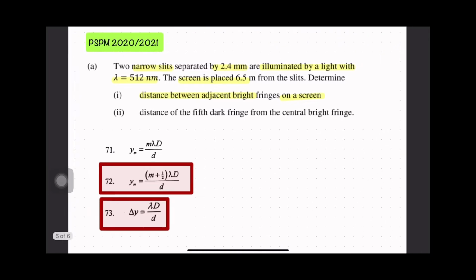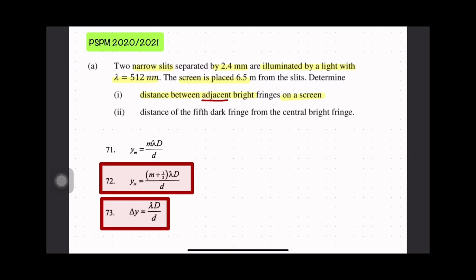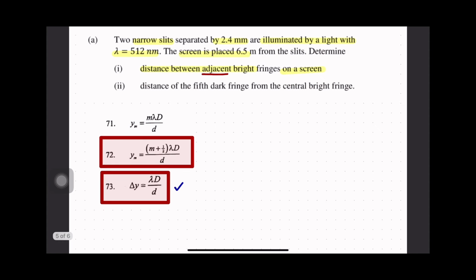Okay, kalau dia sebut pasal adjacent, tak kisahlah dia bright ataupun dark, formula yang terpilih adalah this one. Sebab adjacent ni means berturutan. Contoh berturutan adalah daripada order 3 kepada 2, order 4 kepada 3, 5 kepada 6. Maksudnya langkah 1, atas ataupun bawah. So kita panggil sebagai adjacent lah. Either dia bright ataupun dark, formula dia adalah sama yang saya tanda ni.